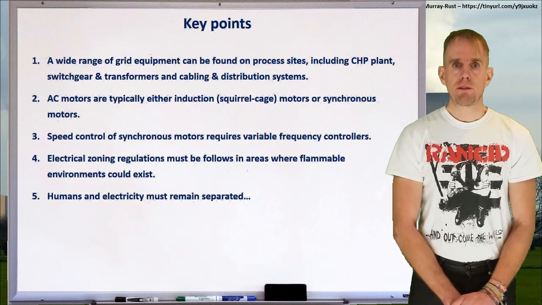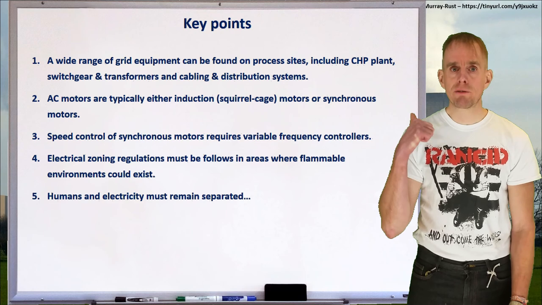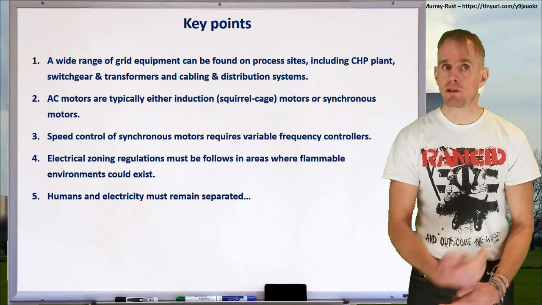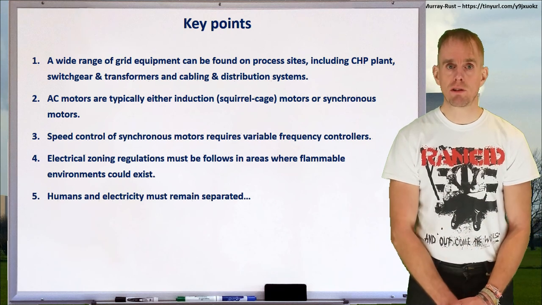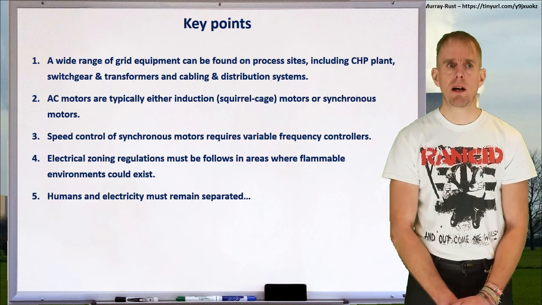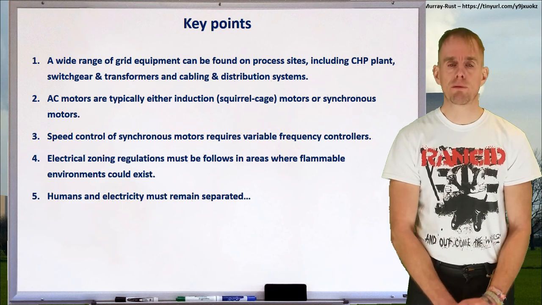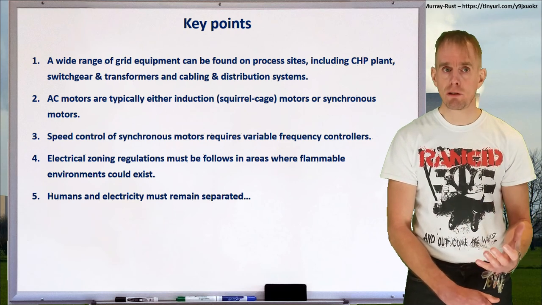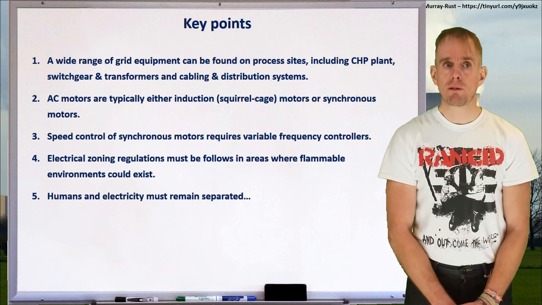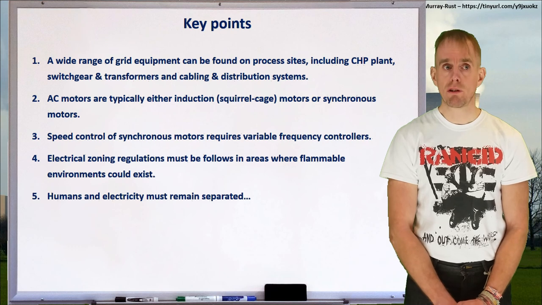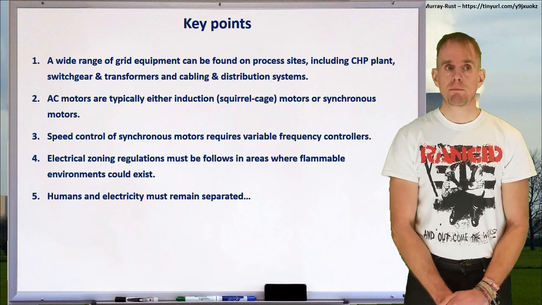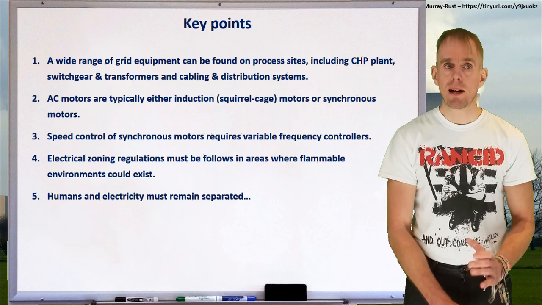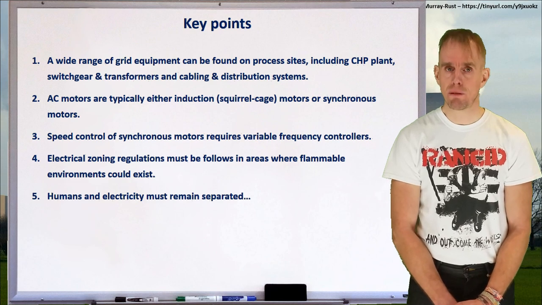So let's recap a few key points. It's possible to find a very wide range of grid equipment on chemical sites, ranging from combined heat and power plant at the largest, through to switchgear, transformers, and then electricity distribution systems. You'll find motors are used by chemical plants a lot, for pumps, for rotary kilns, for conveyors, and these are AC motors. It's either induction motors or synchronous motors. The speed control of synchronous motors requires variable frequency controllers. Remember your electrical zoning. Electrical zoning regulations must be followed in areas where flammability can exist. And remember that humans and electricity must remain separated at all times.